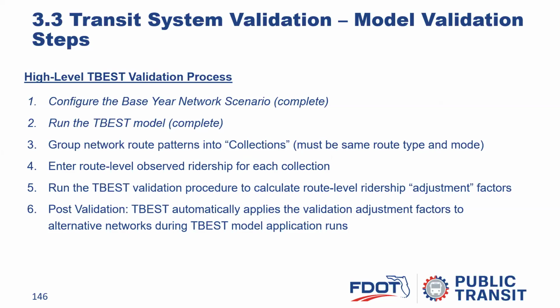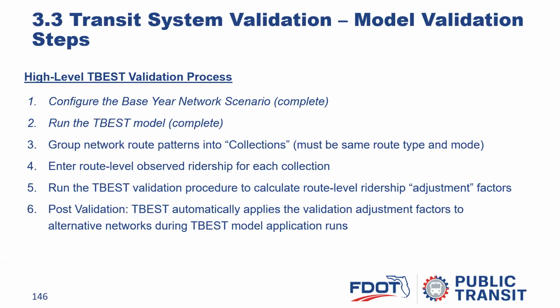And we'll do that at the route level, of course. And then at 5, run the TBEST model validation procedure to calculate the route level adjustment factors. So what it's going to do when you run the validation, it's going to compare what TBEST predicts in terms of its ridership estimation without validation and compare it to the observed, which is what your actual production levels are, and then create adjustment factors to do a fitting so that the TBEST estimated will match the observed. So when you then use that out into a forecast mode, you have a fitting mechanism to apply to your ridership estimation out into the future.